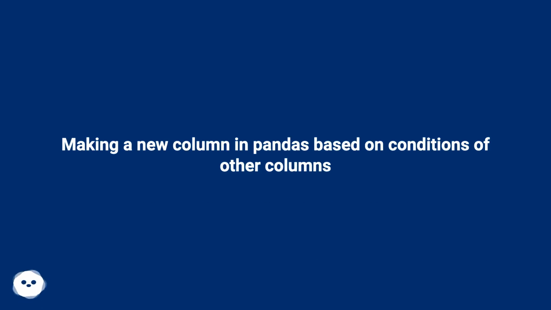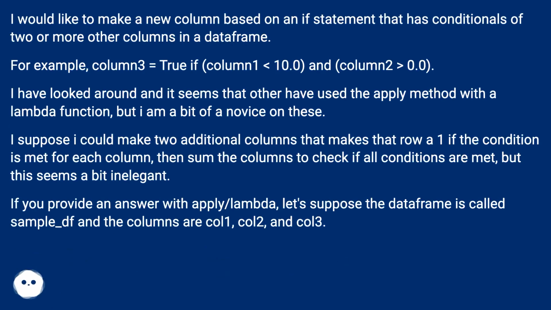Making a new column in Pandas based on conditions of other columns. I would like to make a new column based on an if statement that has conditionals of 2 or more other columns in a data frame. For example, column 3 equals true if column 1 is lower than 10.0 and column 2 is greater than 0.0.